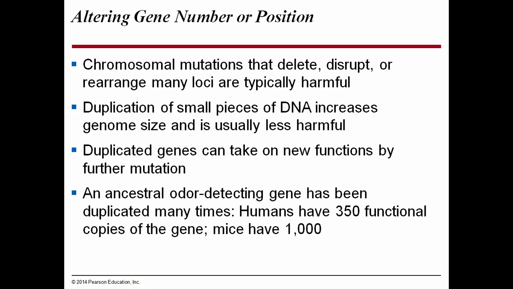For example, an ancestral odor detecting gene has been duplicated many times. Humans have 350 functional copies of the genes, and mice have over 1,000. As you might expect, mice have a more developed sense of smell than human beings do. And that all has to do with the duplication of that odor detecting gene.